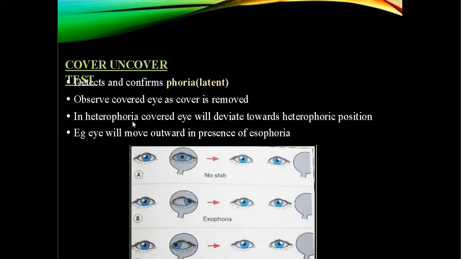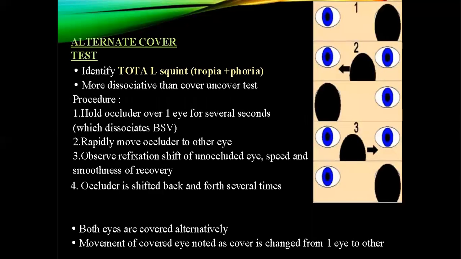So what we do is we observe the covered eye. We make the patient fixate on an object with both eyes. Then we cover one eye and we observe the covered eye when we remove the cover. When we uncover the eye, the covered eye will deviate to take up fixation, and that is how we diagnose phoria.